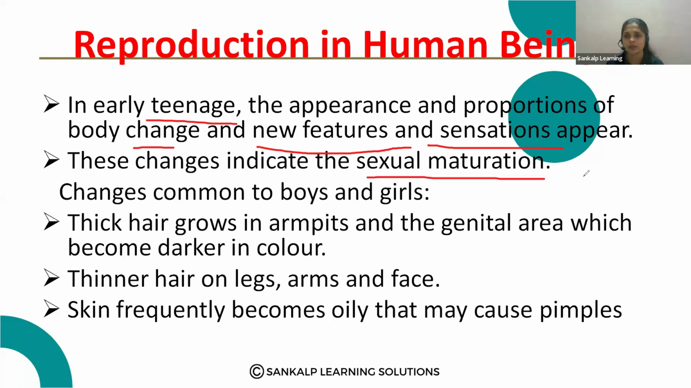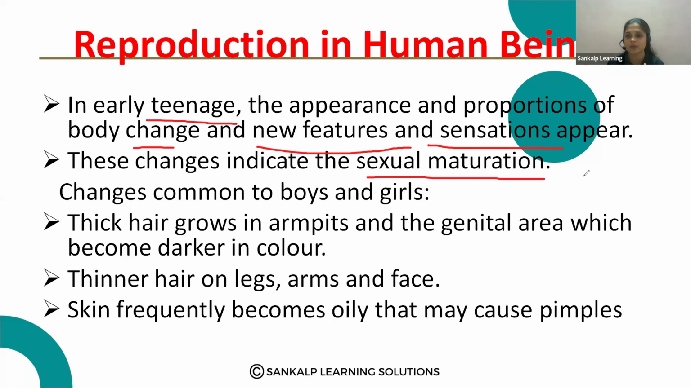You can observe the changes in the body. From birth to 10 to 12 years you can observe the growth. But growth is different, and the changes that occur during the teenage are different. That is called a sexual maturation. Growth is different and sexual maturation is different.